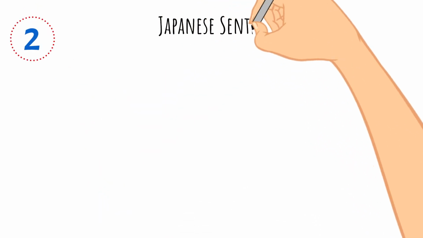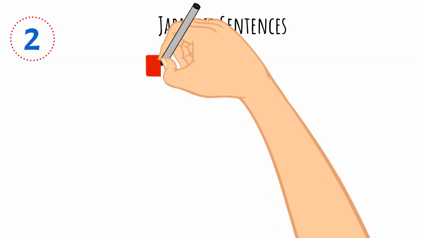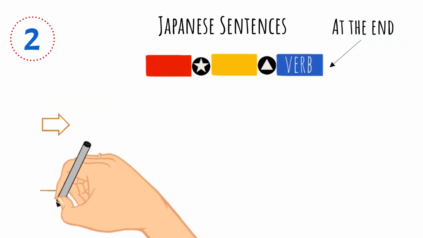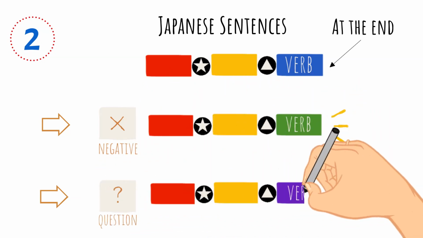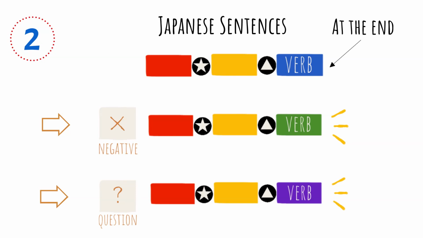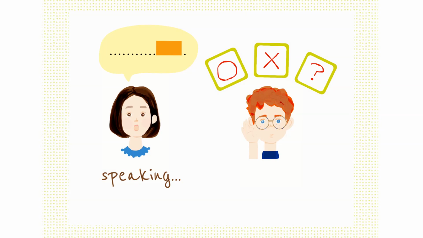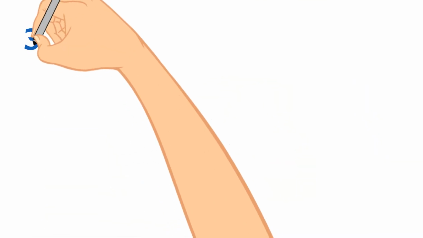2. The end of the sentence. There is another big difference between English and Japanese. Normally, Japanese sentences end with verbs, no matter if it's long or short. To make negative sentences or questions, you need to change the verbs to a negative or question form. In other words, the end of the sentence will inform you whether the sentence is positive, negative, or question. That's why you need to be a good listener.